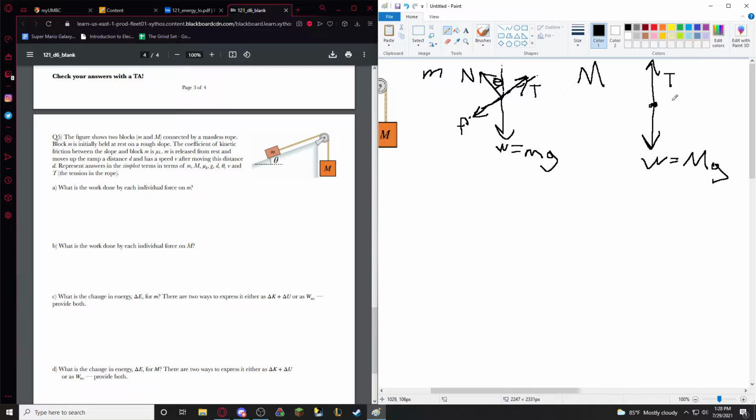Represent answers in the simplest terms of M, big M, mu, g, d, theta, v, and t, the tension in the rope. A lot of algebra going on in this problem. Yeah. This is the sort of thing.